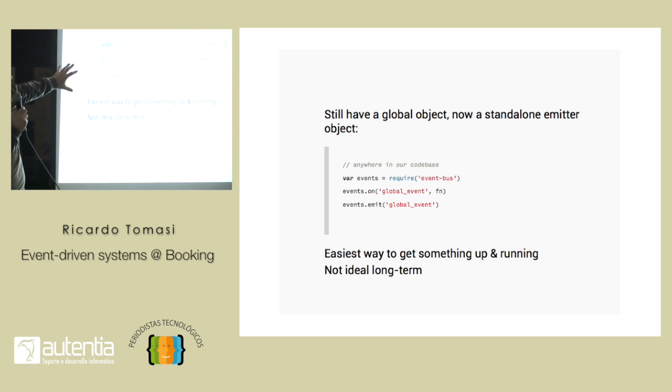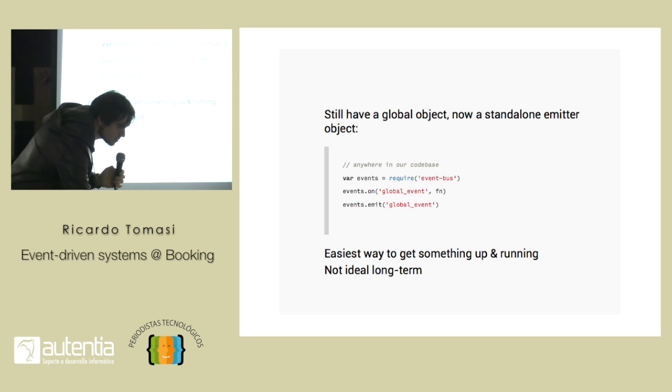You just require the, by the way, do you all know what require does? Who doesn't know what require does? Nobody? OK, good. So require gets you an instance of a module, an instance of something. So basically, this is the simplest thing you can do with events. You emit an event on a global object. Anyone can listen to that and do something when it happens. But this is not ideal long term because of the issues I mentioned before.